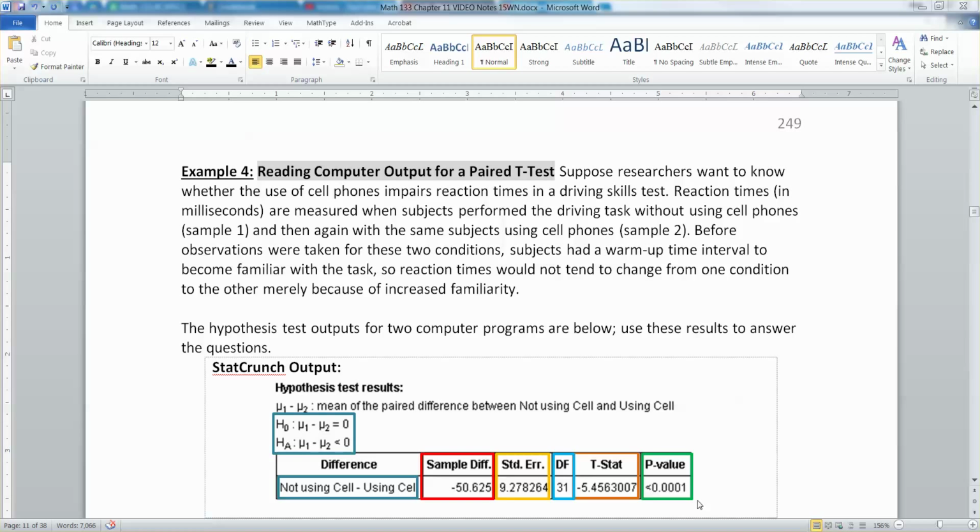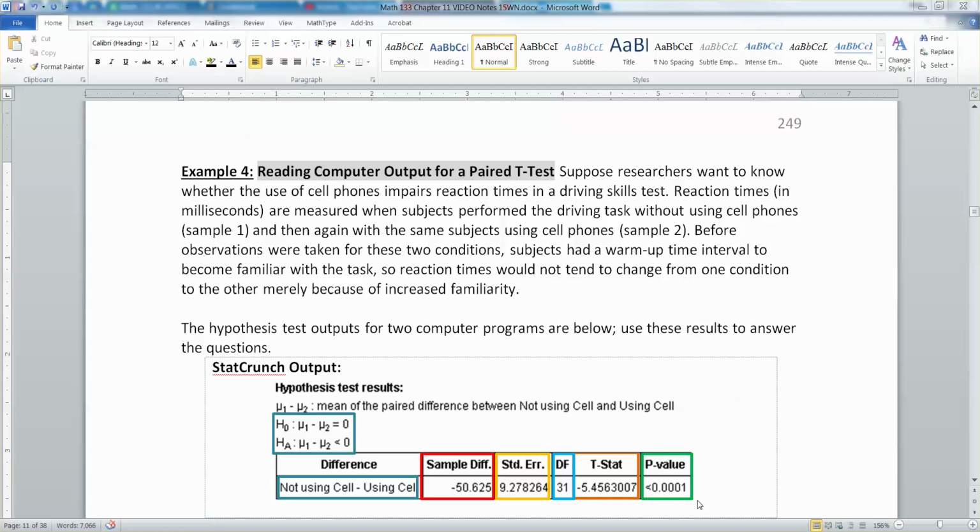So suppose researchers want to know whether the use of cell phones impairs reaction times in a driving skills test. Reaction times in milliseconds are measured when subjects perform the driving test without cell phones, sample 1, and then again with the same subjects using the cell phones, sample 2. Before observations were taken for these two conditions, subjects had a warm-up time interval to become familiar with the task, so reaction times would not tend to change from one condition to the other merely because of increased familiarity.